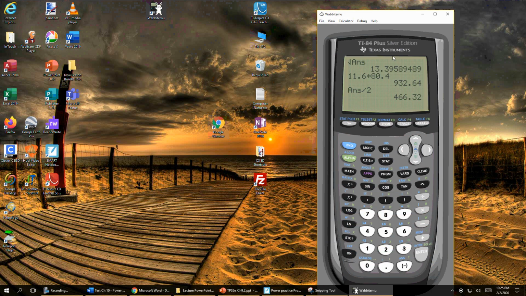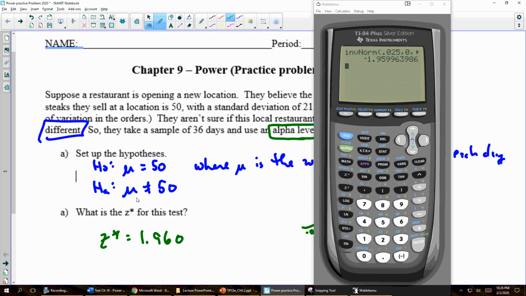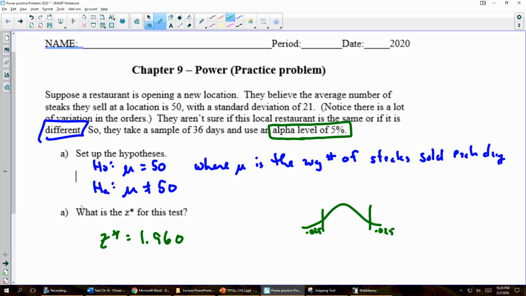I'll also show you how to do this on your calculator. Since I've drawn the picture and I see that the tail probability is 0.025, I could say second distributions, inverse norm of 0.025, leave those as 0 and 1, and I get that negative 1.960. Typically, critical values, the stars, are just written as the positive number, and it can be either side of that. I don't know why both of those are part A. Don't be concerned with that.